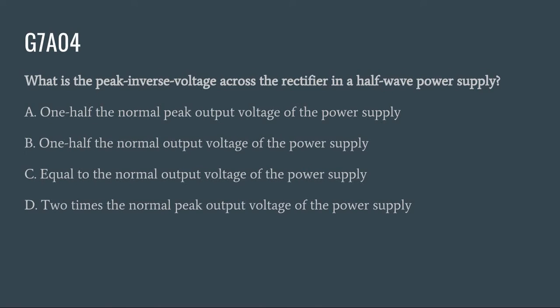G7A04. What is the peak inverse voltage across the rectifier in a half wave power supply? A. 1/2 the normal peak output voltage of the power supply. B. 1/2 the normal output voltage of the power supply. C. Equal to the normal output voltage of the power supply. Or D. 2 times the normal peak output voltage of the power supply. Correct answer D. 2 times the normal peak output voltage of the power supply.